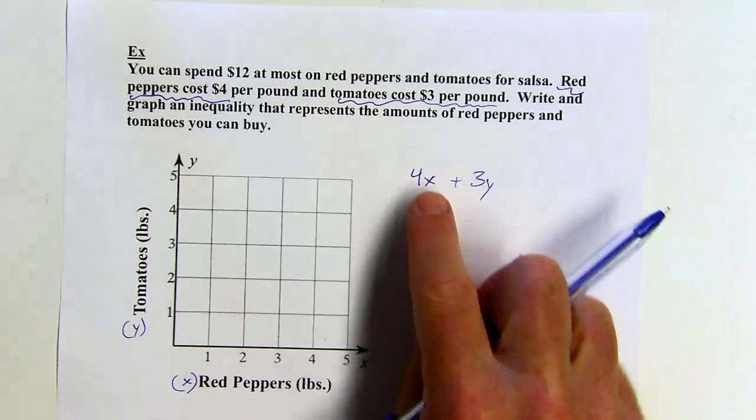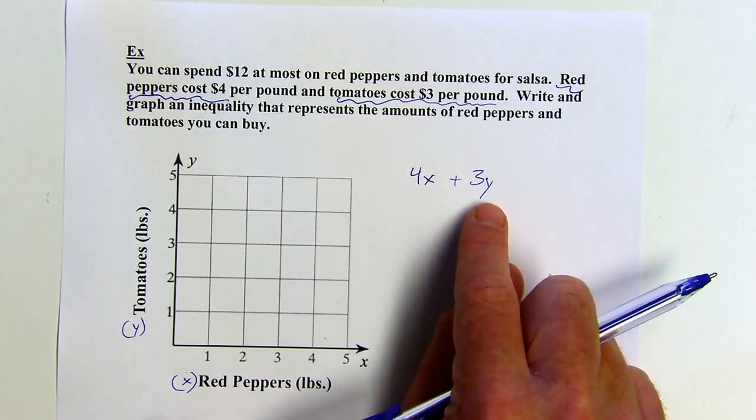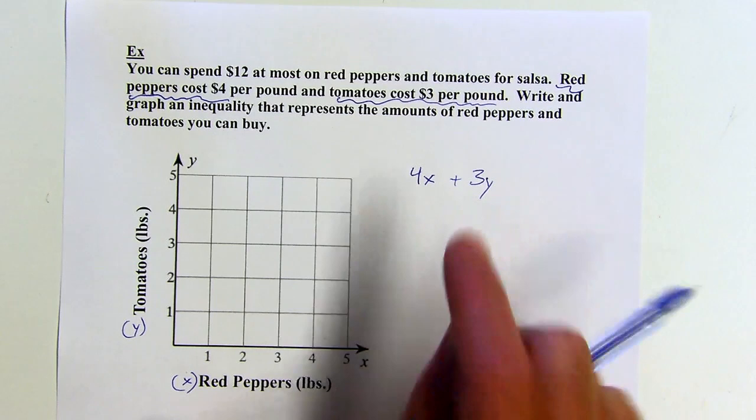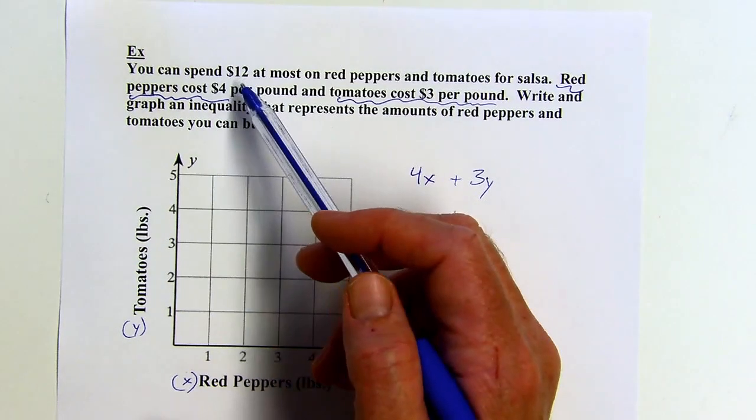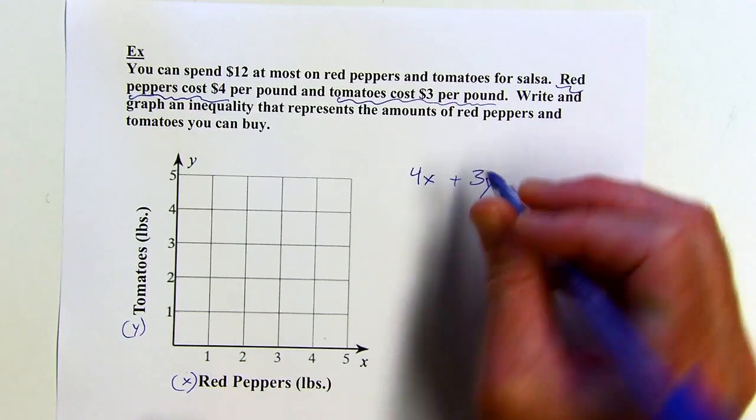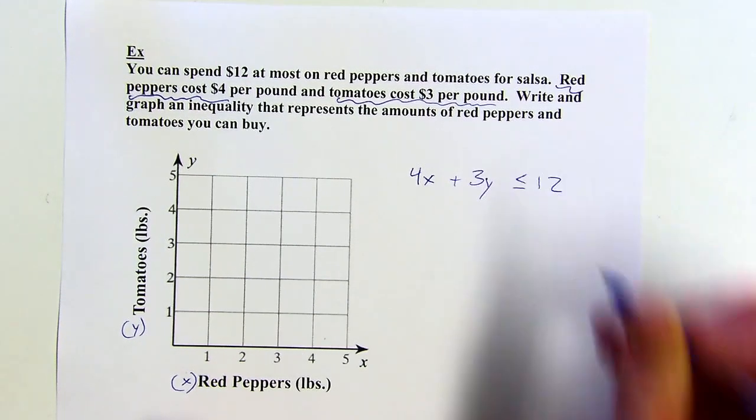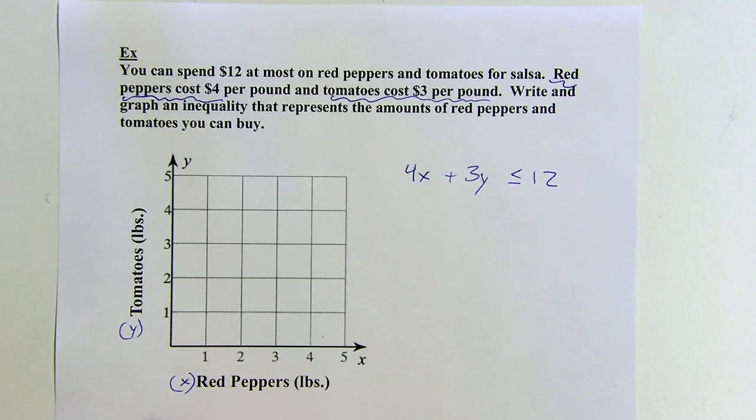So this is going to be the amount of money that I spend on the red peppers, and that's the amount I spend on the tomatoes. And I know I've got a total of $12. Doesn't mean you have to spend all $12, but that's the maximum that you can spend, right? So the amount of money we spend has to be less than or equal to 12. And now I've got my inequality, okay?